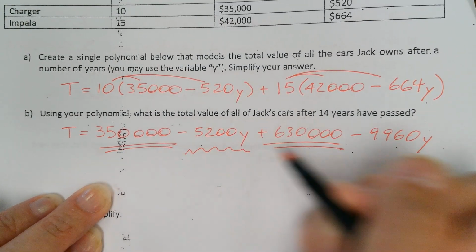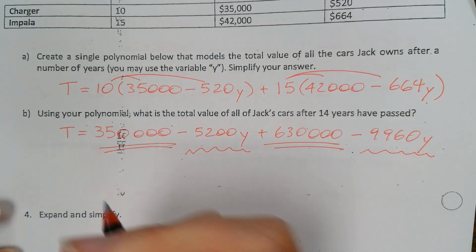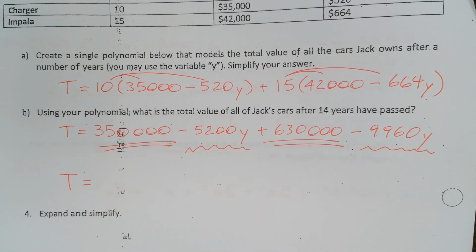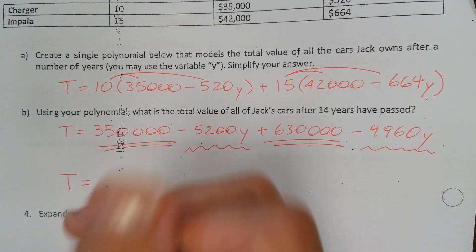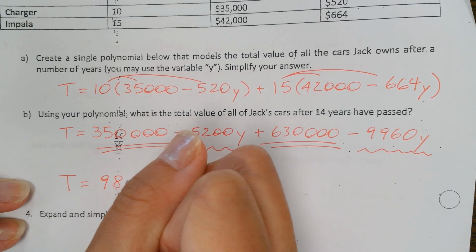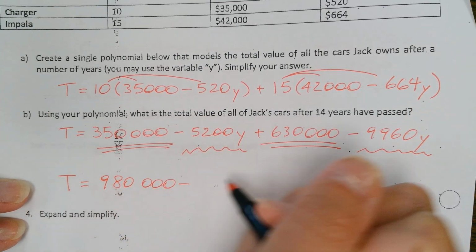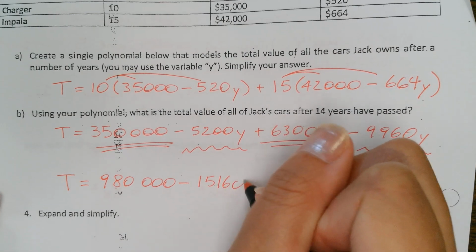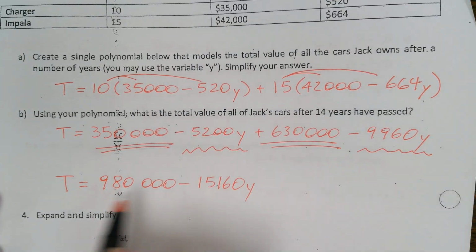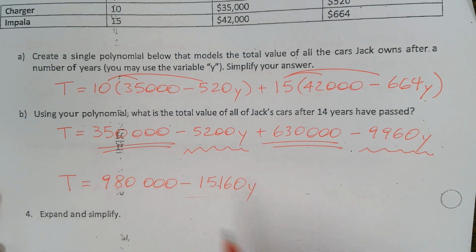The variable terms can go together because they're like terms. So your final answer right here is 350,000 plus 630,000. So 980,000. Take away 5200, 9960. 15160y. Okay, so this is my simplified equation.